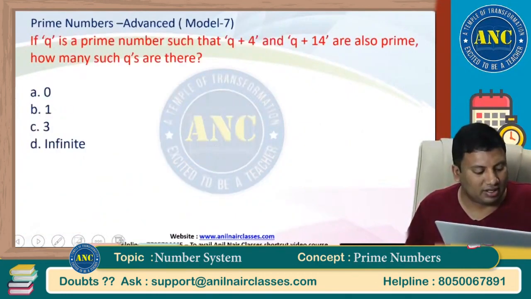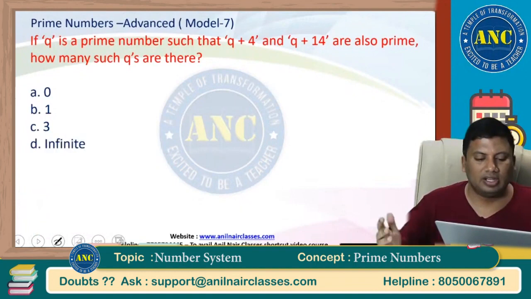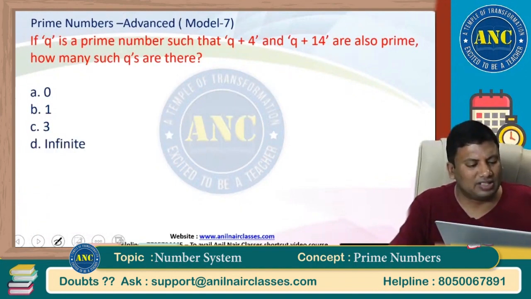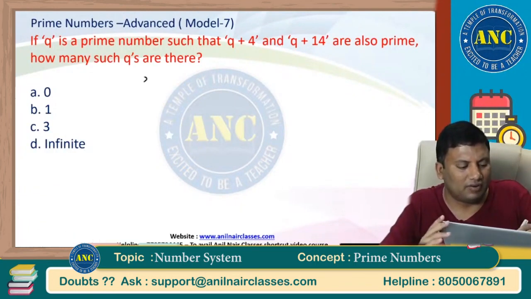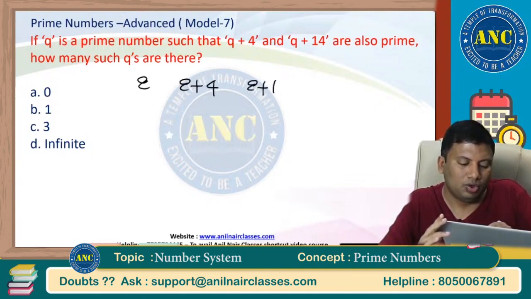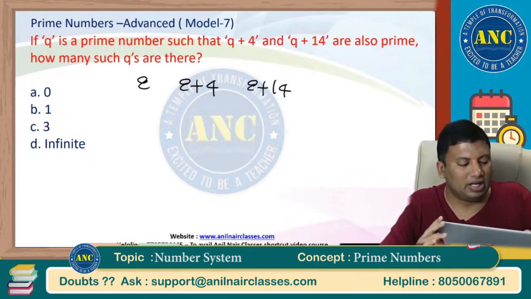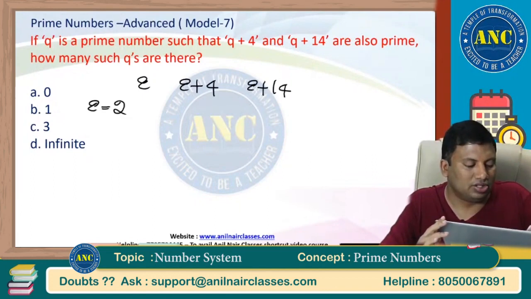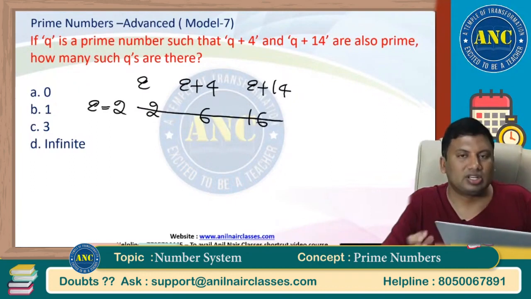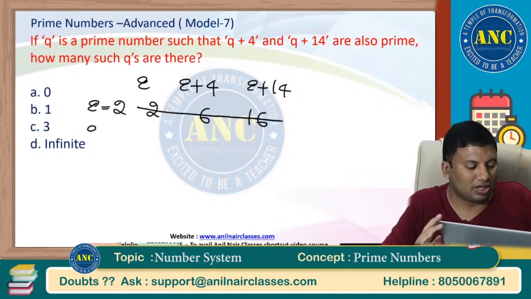Model number 7. We have already seen this model because it's a previous year examination question. We can solve it. Q, Q plus 4, Q plus 14. This triplet is a prime number. Q is 2: 6, 16. 6 and 16 are even numbers, not possible.